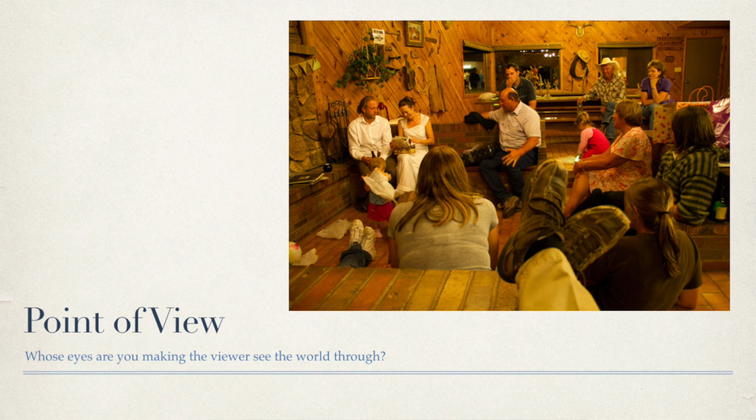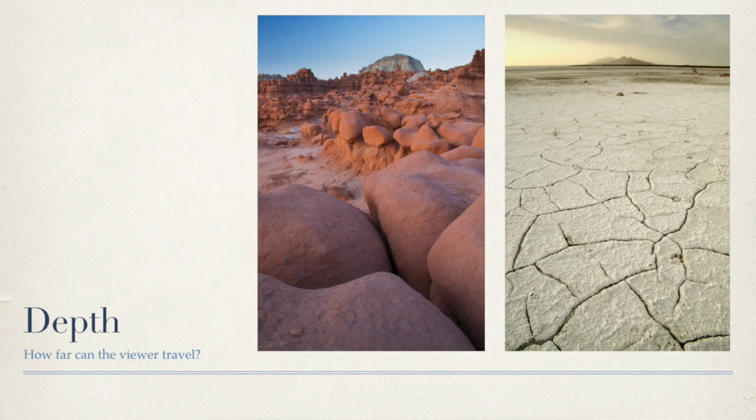All right, now let's talk a little bit about depth. Depth has to do with how far the viewer can visually travel into the scene. So images that have a lot of depth have stuff that's really close in the foreground, and then they have stuff that's really, really far away in the background.